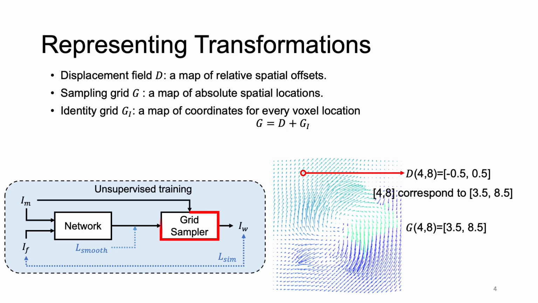A grid sampler uses a sampling grid G and the moving image to produce the warped image. You can imagine this process as rearranging the voxels in the moving image without changing their original intensities. The new order of the voxels is specified by the sampling grid.